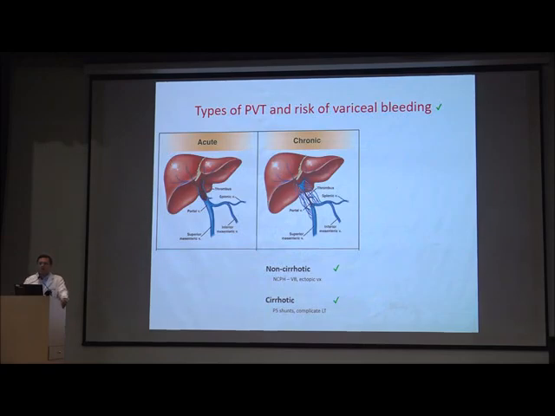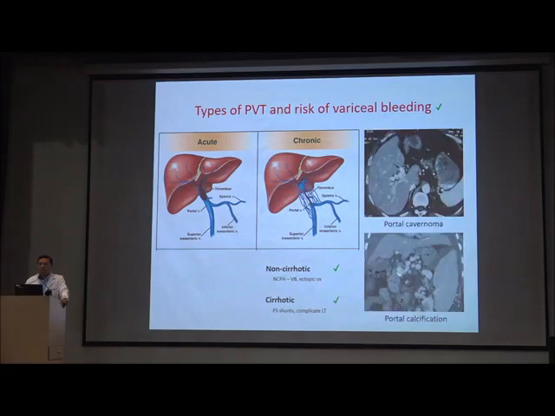Now come to the other type of PVT and the risk of variceal bleeding, the chronic PVT. In chronic non-cirrhotic PVT, one of the major examples is EHPVO, which leads to development of a portal cavernoma. The risk of variceal bleeding is high. Almost 90 to 95% of patients develop varices. Many patients develop ectopic varices, and a portal cavernoma develops, which is classical of EHPVO.